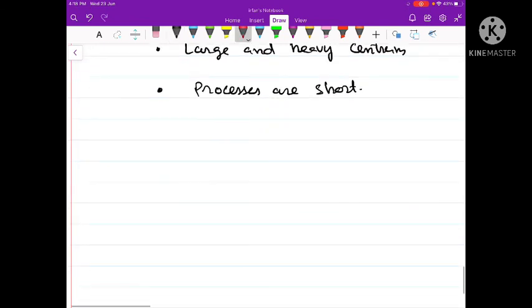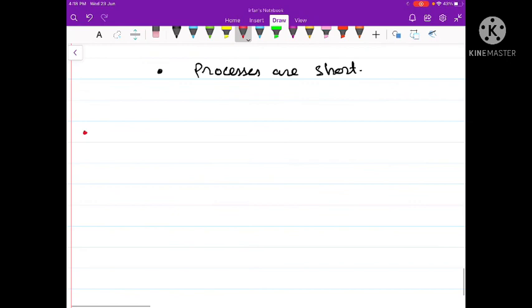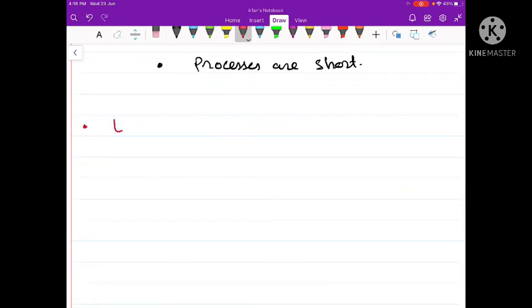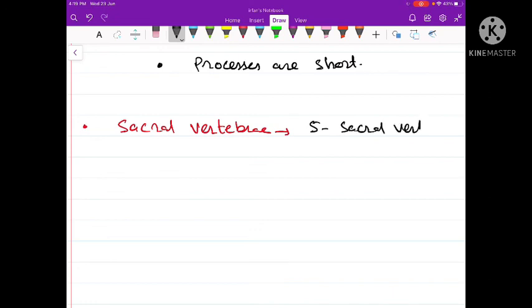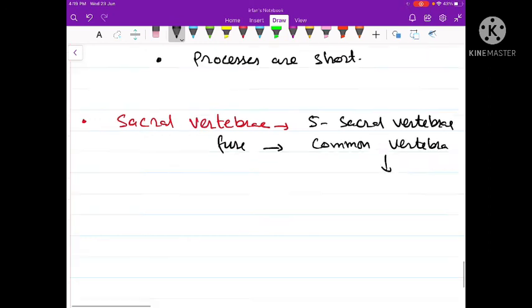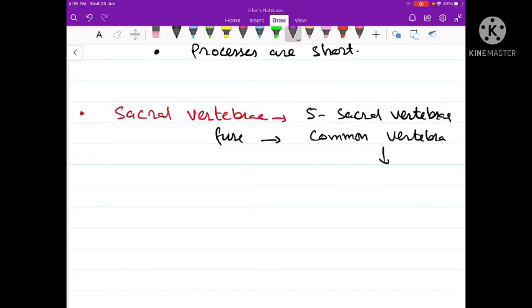Now finally we have the sacral vertebra, the fourth type of the vertebra. Sacral vertebrae, we have 5 sacral vertebrae. These 5 sacral vertebrae actually fuse to form a common vertebra called as sacrum. So sacrum is in fact the name of the 5 fused sacral vertebrae. So we have only one sacrum, which is formed by the fusion of the 5 sacral vertebrae, right?